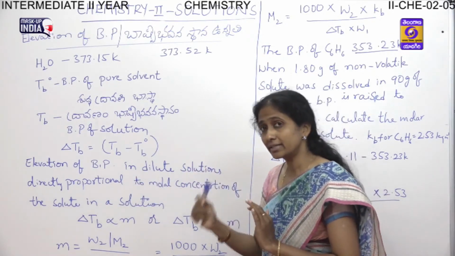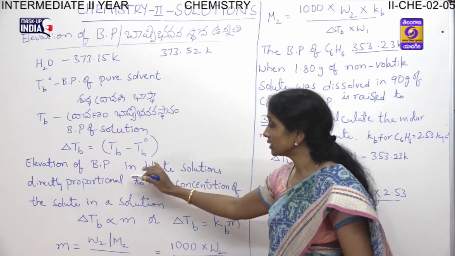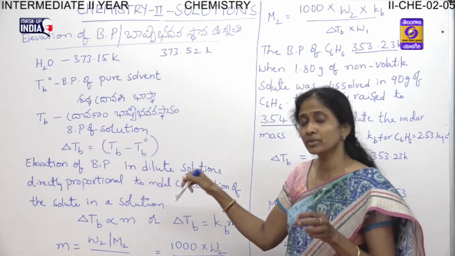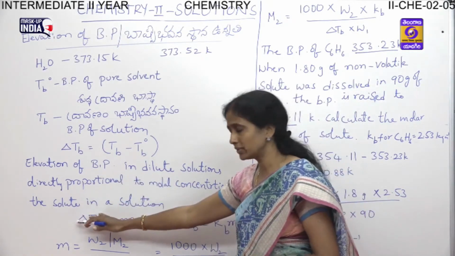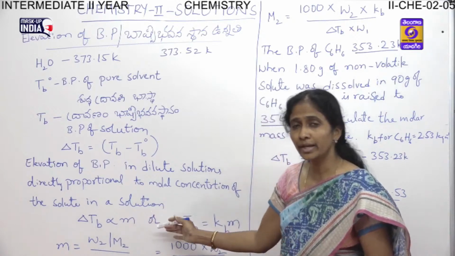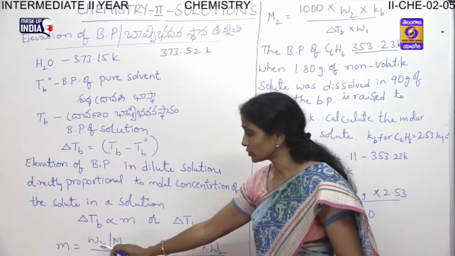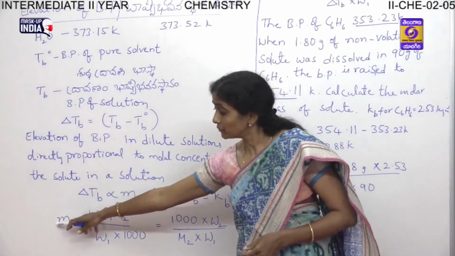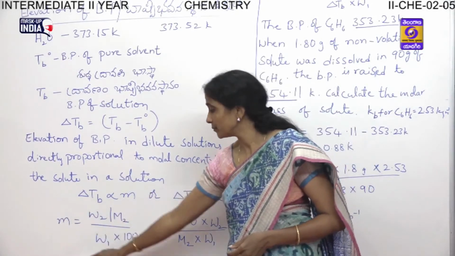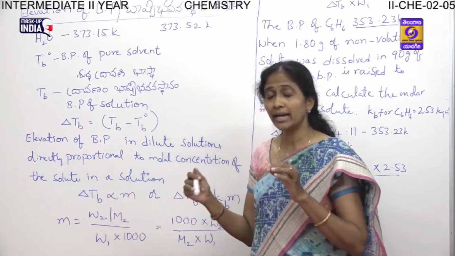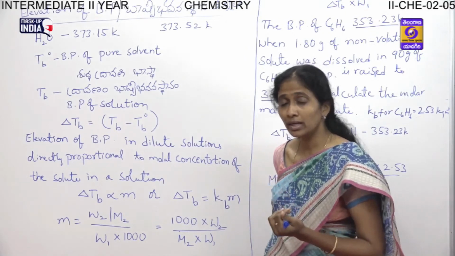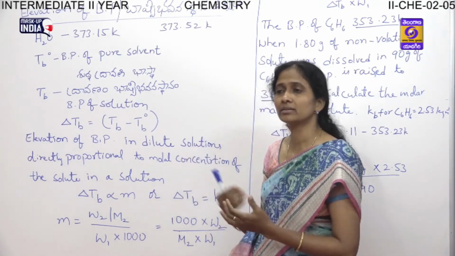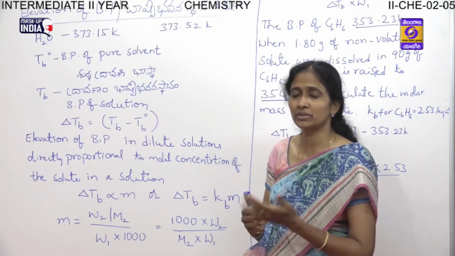So here we are talking about elevation of boiling point, which is proportional to the molar concentration of the solute present in the solution. That's why we write delta Tb proportional to m, where m equals W2 by M2 by W1 into 1000. Again we should remember molality. Why molality? We are adding glucose or sucrose, a solid compound, measured in grams or kilograms.